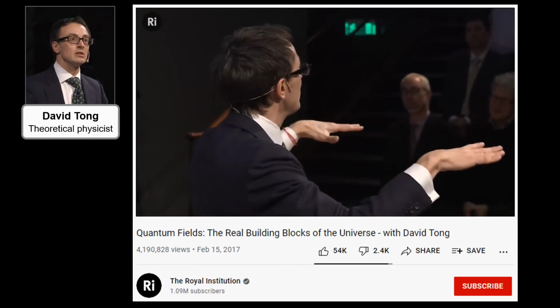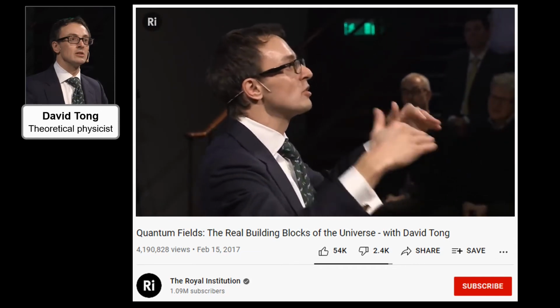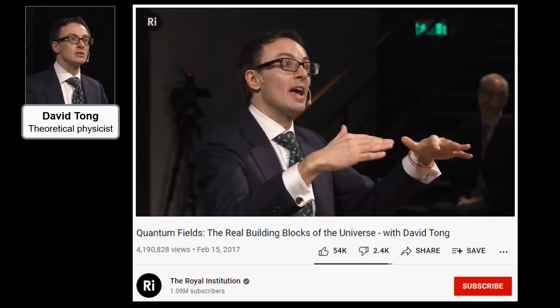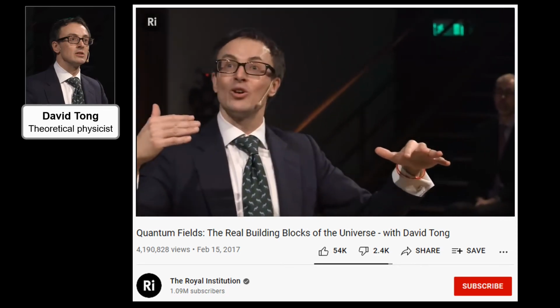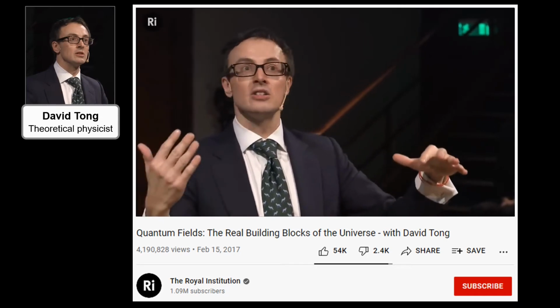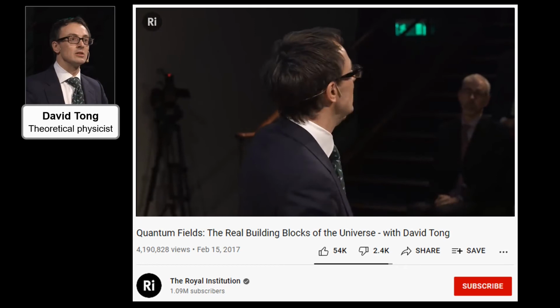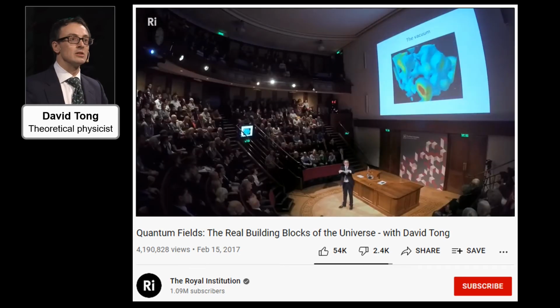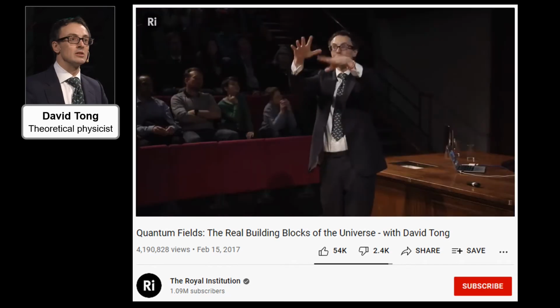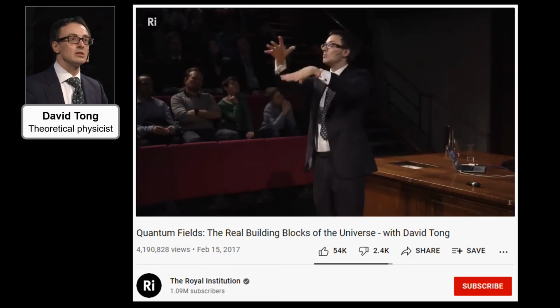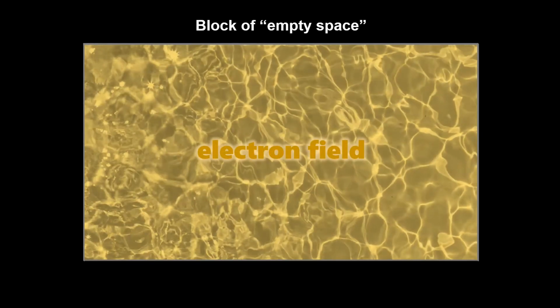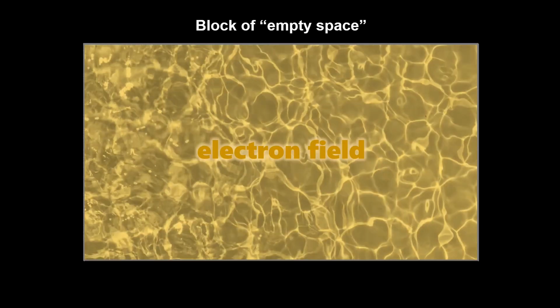The field is there, but what's more, the field is governed by the rules of quantum mechanics. And there's a principle in quantum mechanics, which is called the Heisenberg uncertainty principle, which says you're not allowed to sit still. And the field has to obey this. So even when there's nothing else there, the field is constantly bubbling and fluctuating in what's, quite honestly, a very complicated way. So if we were to zoom in on a block of empty space, we would find the electron field rippling in a complicated way.